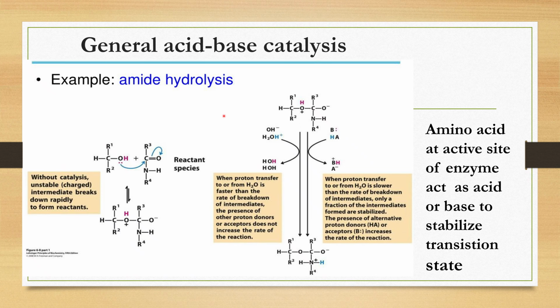Okay. So what is happening in acid-base catalysis is that the active site of your enzyme has amino acids. These amino acids act as an acid or base to stabilize your transition state so that your transition state can be converted to your product.